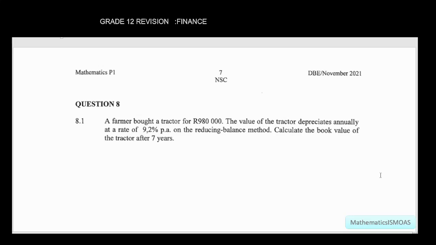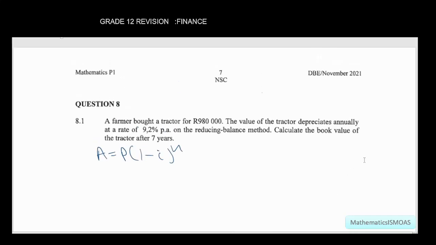So for question 8.1, we'll be making use of the formula of what? Compound decrease, since we are dealing with depreciation and a reducing balance depreciation. So our formula will be A equals P multiplied by (1 minus i) to the power n.